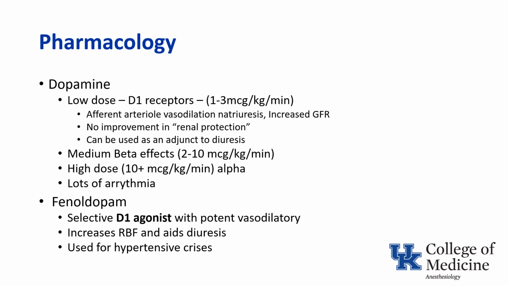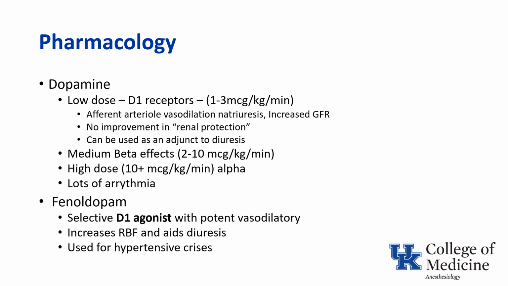For your middle doses, anywhere between 2 to 5 to 8 to 10, up to 10, you get those beta effects, right? That's where you get your inotropic support, increased heart contractility, and chronotropy as well. And then higher doses, above 10 to 20, that's when you get a lot of your alpha effects and pure vasoconstriction.